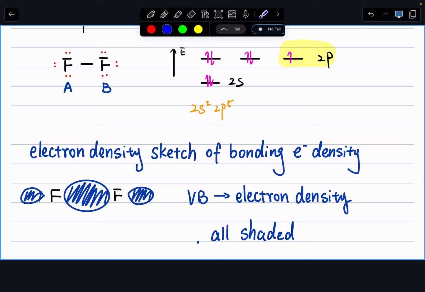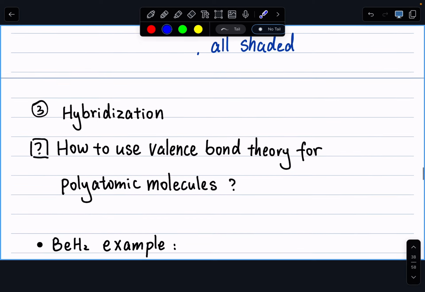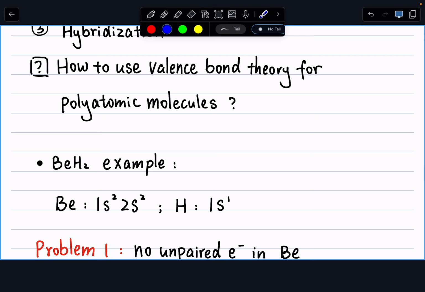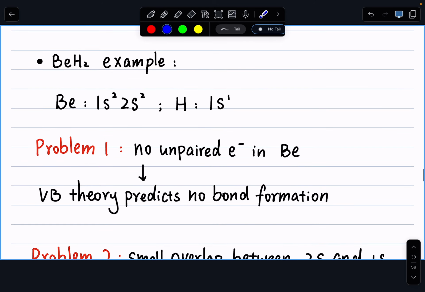But valence bond theory itself can easily encounter lots of problems when we look at polyatomic molecules, meaning molecules with more than 2 atoms, which is very typical in organic chemistry. So the question here is, how can we use valence bond theory for molecules with more than 2 atoms? Using BeH2 as an example, it's already pretty straightforward, only 3 atoms. Now, we have 3 problems if we want to use the valence bond theory as it is, which is the product of singly occupied atomic orbitals.